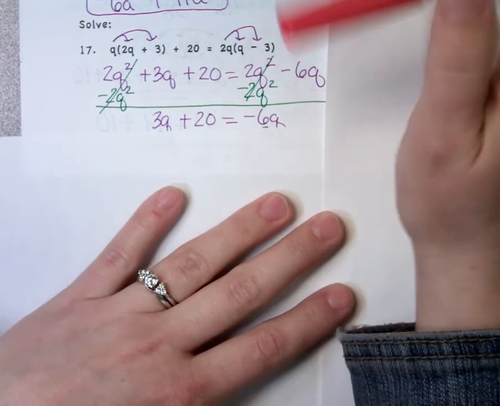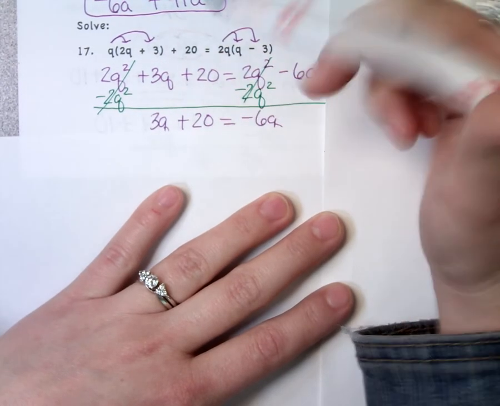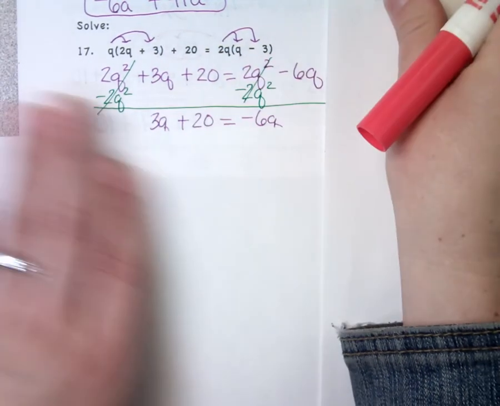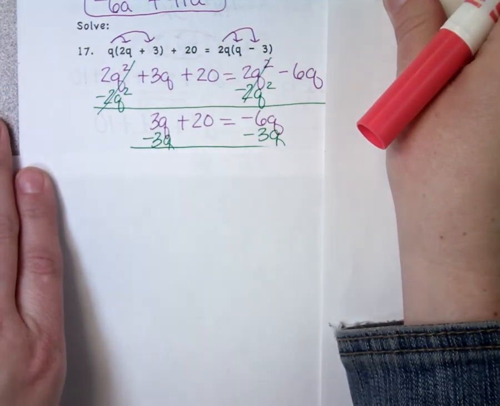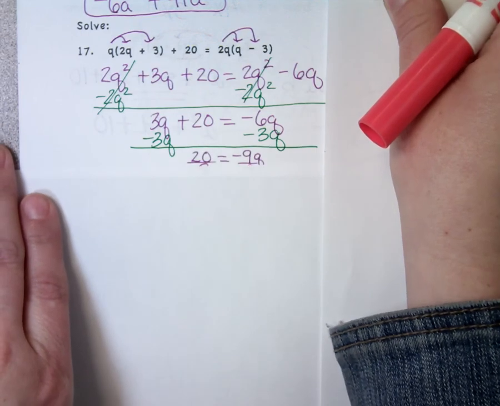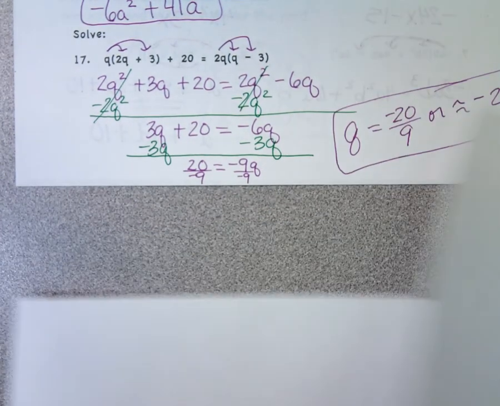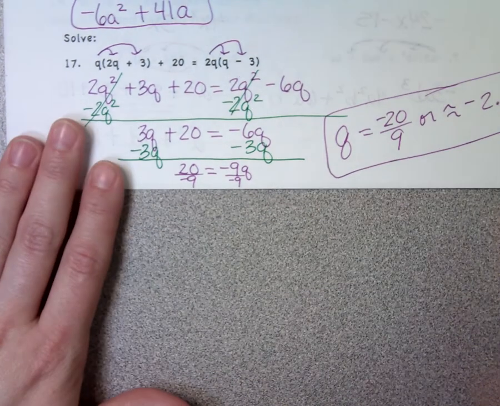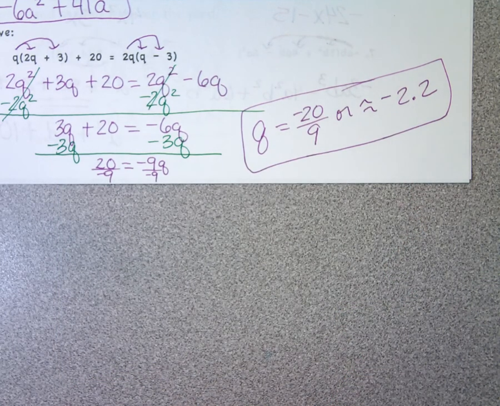And then whenever you have the same variable on opposite sides, you have to move one of them. So at this point, I moved my 3q by subtracting it. And then that gave me 20 equals a negative 9q. Then I divide both sides by negative 9. And that is my answer. Q equals negative 20 over 9. Or if you gave me a decimal, it's approximately a negative 2.2.